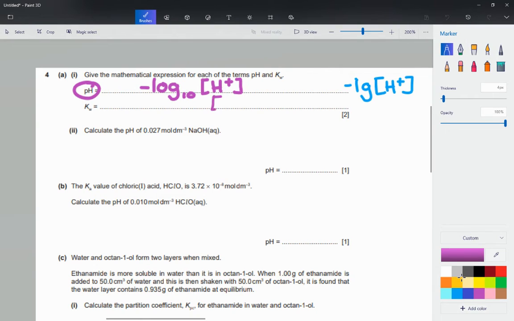So it would be the concentration of H plus multiplied by the concentration of OH minus. Okay. And that value is called the ionic product of water, and at 298 K, that is equal to 1.00 times 10 to the minus 14. And you notice that there are two concentration values, so the units will be mol squared dm to the minus 6.